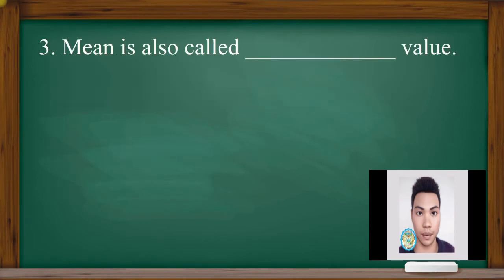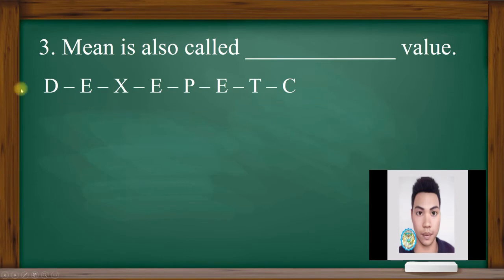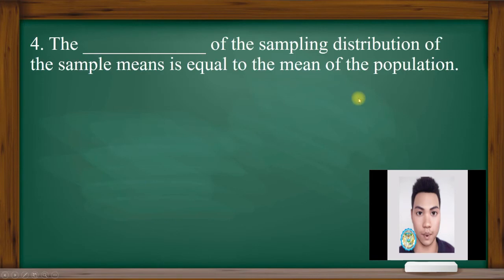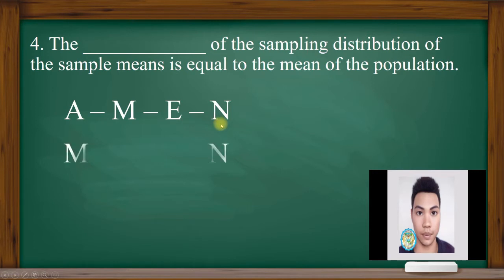Number 3. Mean is also called the blank value. What do you think is the answer? It is expected. The mean is also called the expected value. Number 4. The blank of the sampling distribution of the sample means is equal to the mean of the population. So the jumbled letters are AMEN. So this is the mean.